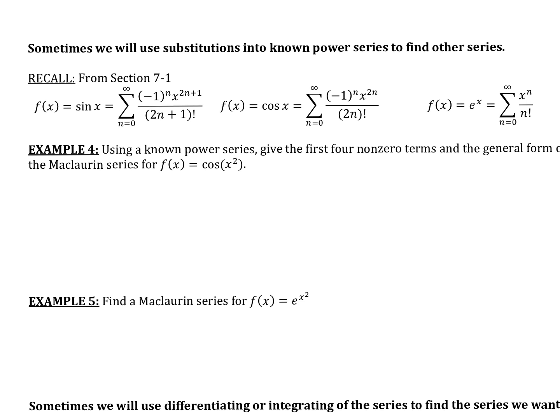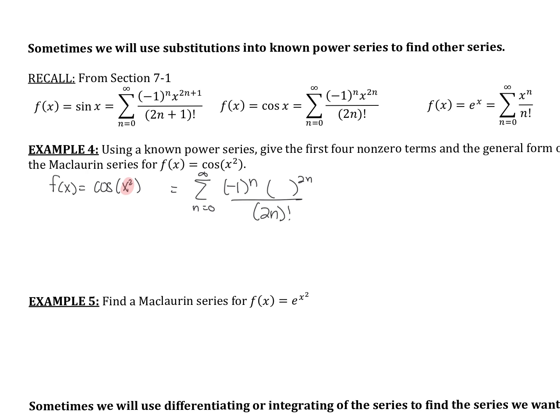When we start making substitutions into known power series, the first thing that we're going to do is start with the function that we know. We know f of x is the cosine of x squared. So I'm going to ignore this x squared for just a moment, and think about what the power series would look like without the x squared, and it would be the sum from n equals 0 to infinity of negative 1 to the n, x to the 2n over 2n factorial.